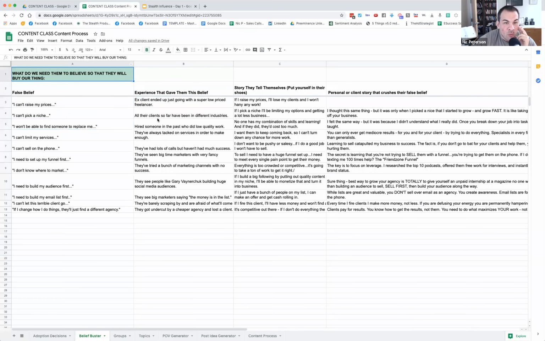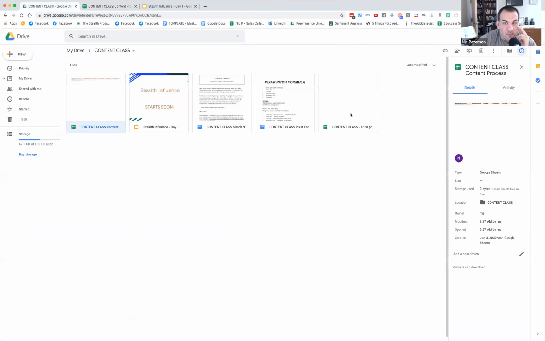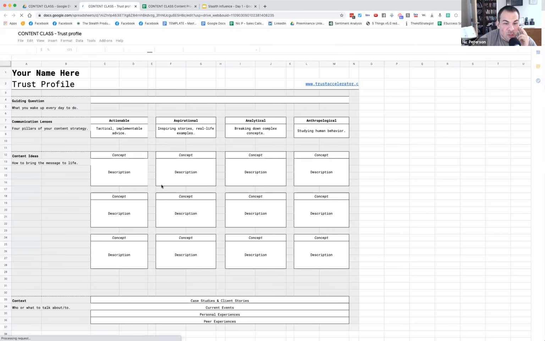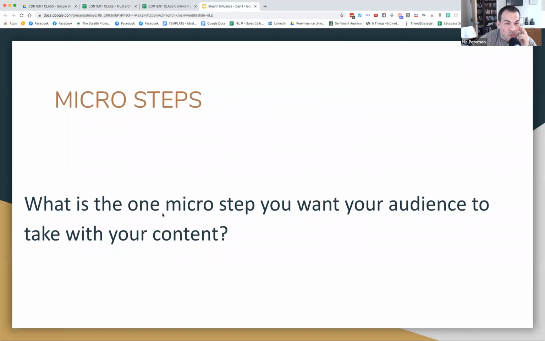And then as we work through these belief busters and the trust profile, which looks like this, as we work through belief busters and the trust profile, we get crystal clear on how to show up and just dominate every piece of content you do. Then once your content is stealth influence certified, when you distribute it, you will see a massive increase in sales instead of just more of the same crappy content everywhere.